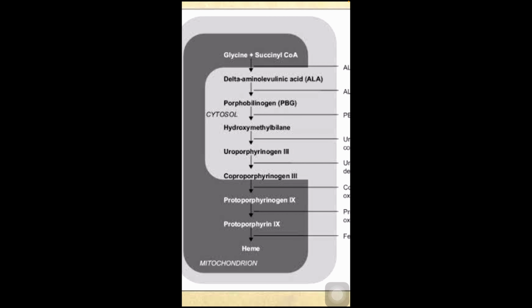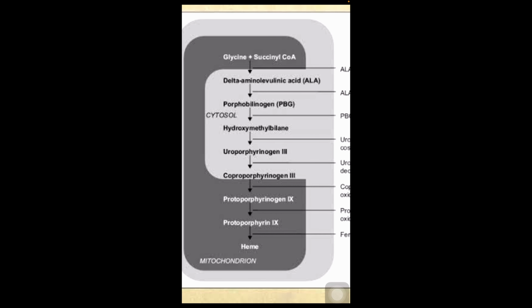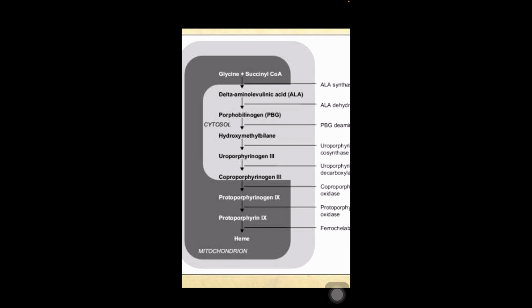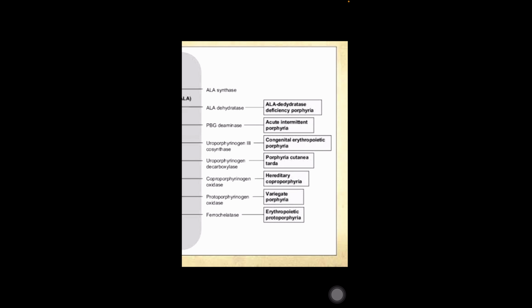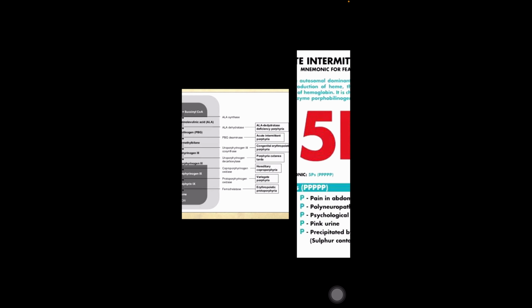The dark colored, the black colored is the mitochondria, and of course the light colored is the cytosol. Is the same thing, starting from glycine plus succinyl-CoA. And I told you glycine and succinyl-CoA is inhibited by glucose. Okay, so you can take notice of that. And the cofactor for the ferrochelatase is iron. So take notice of this as well.